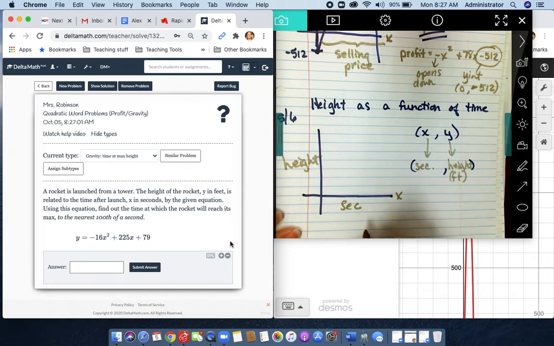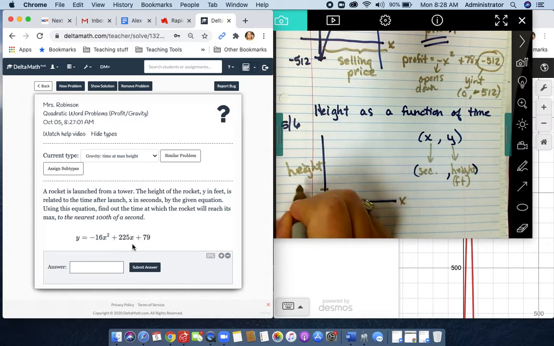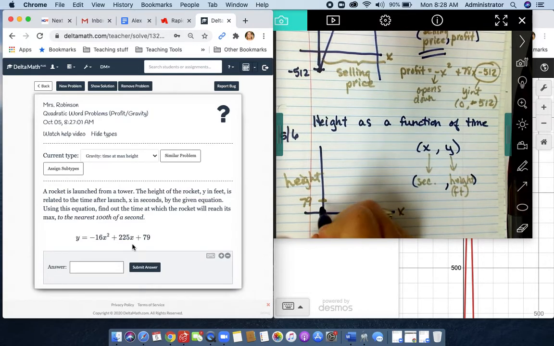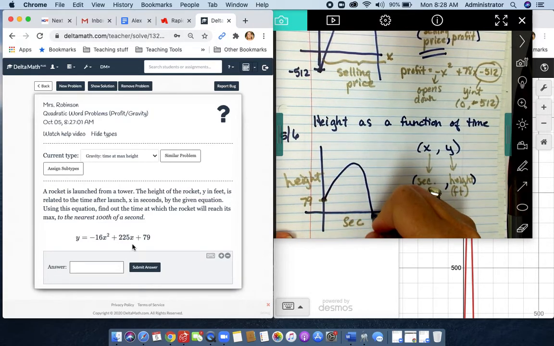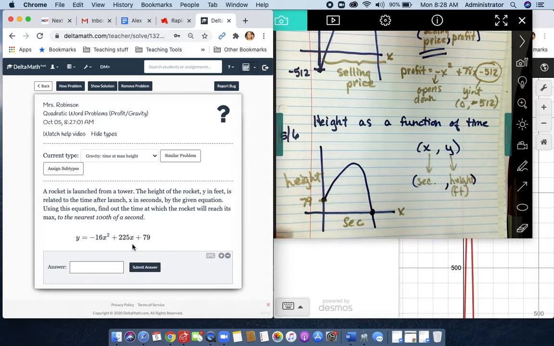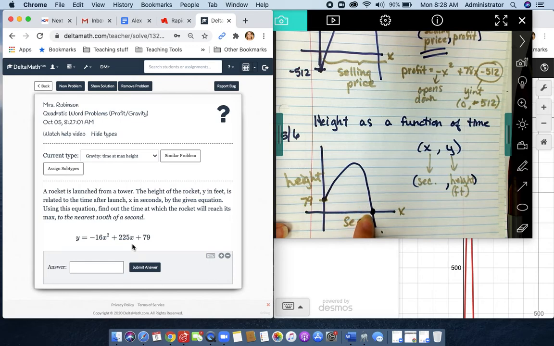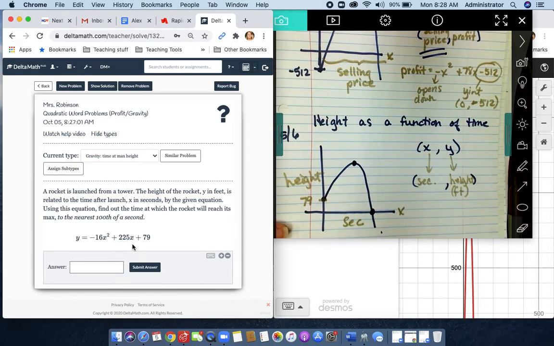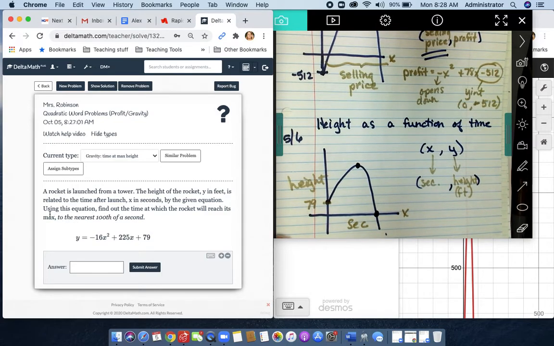And what do we know from the function? We know that because the a value is negative, it opens down. And we know that because our constant is positive 79, we're already starting off, the rocket is already at 79 feet up in the air. And we would expect that that rocket goes up, then comes back down and hits the ground, okay? So they can ask us different questions. They could ask us, when does the rocket hit the ground? When does it reach the max height? What is the max height? So let's see what it asks us.